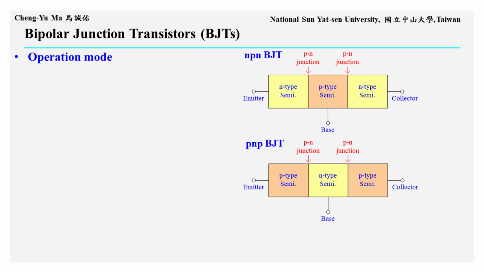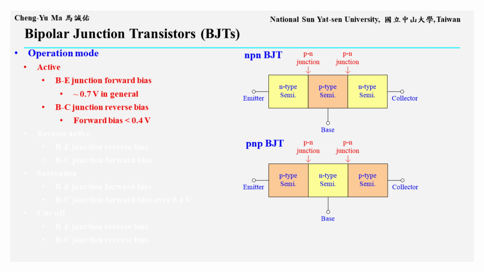Next, we introduce the operation modes of BJT devices. Since a BJT contains two PN junctions, and each PN junction can be either forward biased or reverse biased, there are four possible bias combinations. The first and most important operating mode is the active mode. For both NPN and PNP BJT devices, the BE junction must be forward biased. As introduced earlier for a PN junction, current begins to appear when the forward bias is roughly above 0.4 volts, and a noticeable conduction current usually occurs at around 0.7 volts.